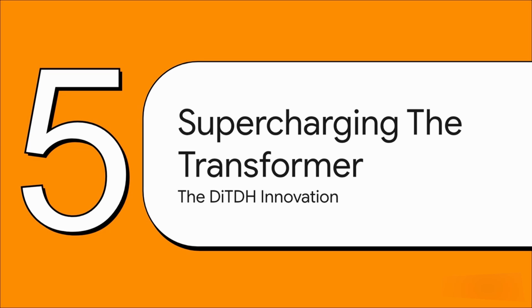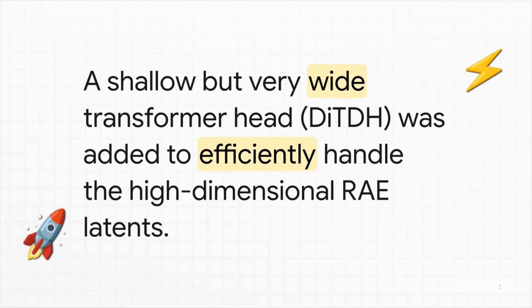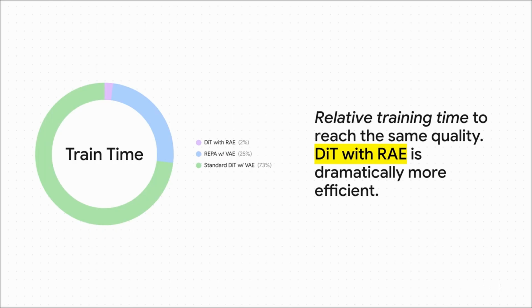But these researchers didn't stop there. Oh no. To really push this thing to the absolute limit, they added one final, brilliant innovation that basically acts like a supercharger on top of this already new engine. They call it a DDTDH. You can think of it as a shallow but very wide specialist module that sits right on top of the main model. Its only job is denoising. So by giving that one important task to a specialized, super wide part, they can handle that rich RAE code way more efficiently. They get all the benefits of the new engine without making the whole thing slow and expensive to run. And the results are just phenomenal.